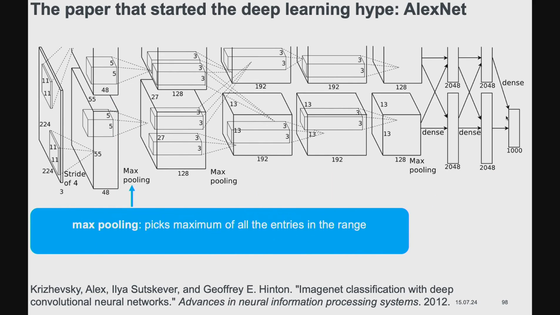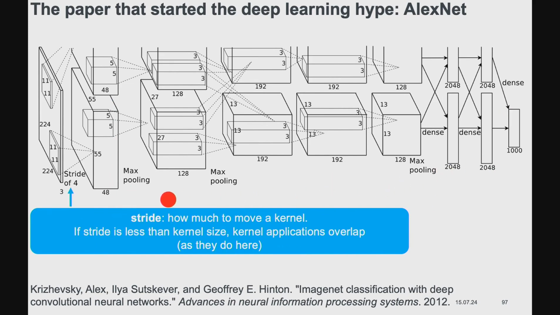So here you can just go through that. Yeah, the stride is the information how much you move a kernel. And if the stride is less than the kernel size, the kernel applications overlap. Yeah, that's what I showed you with this toy example, when we had a stride of 1, and then they would overlap maximally. And typically that's not what is done here.